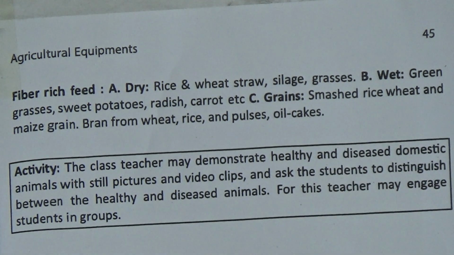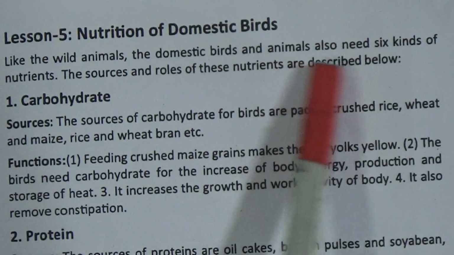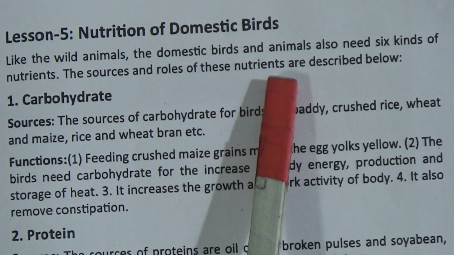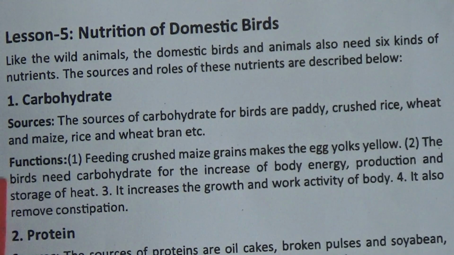Now come Lesson 5, nutrition of domestic birds. Like the wild animals, the domestic birds and animals also need 6 kinds of nutrients. The sources and roles of these nutrients are described below.